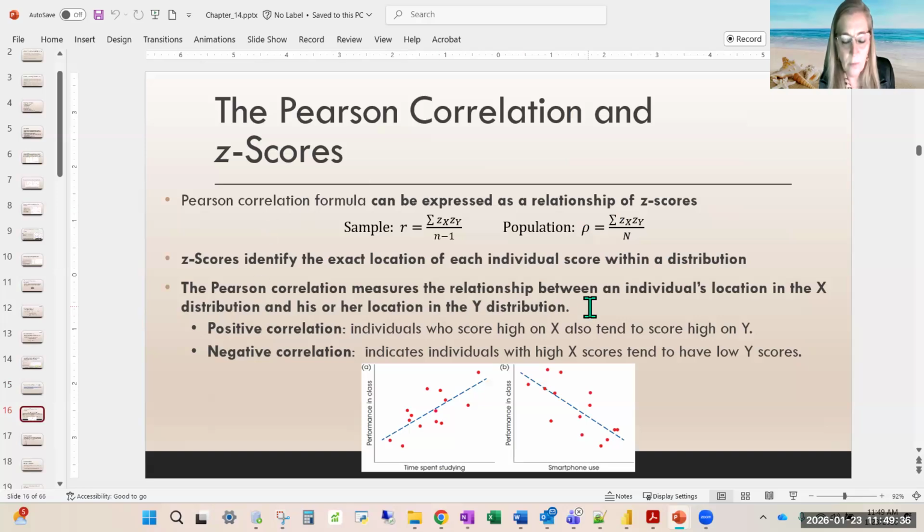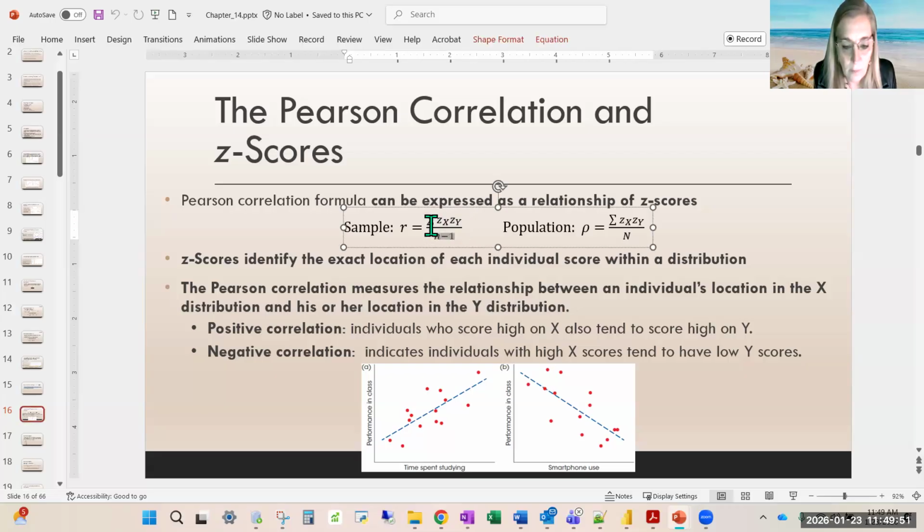All right, so Pearson's correlation and z-scores. The Pearson's correlation formula can be expressed as a relationship of z-scores, by the way. For a sample, we can see that this is the calculation, and for a population, this would be the calculation. The difference here is n-1 for sample.